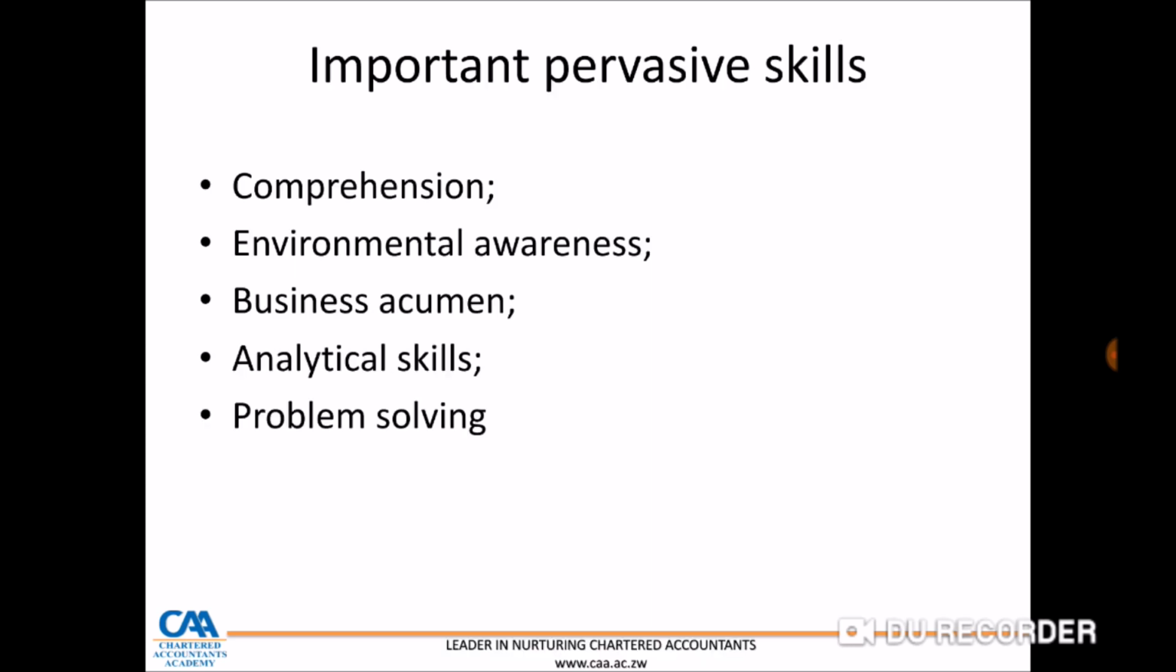You are supposed to have important pervasive skills as you go into this exam. That is comprehension, thorough understanding of the scenario, knowledgeable about what is happening in the environment, environmental awareness, understanding of your surrounding, what has been happening in the business environment, what has been happening in the profession. That way you will also answer with relevant solution points.